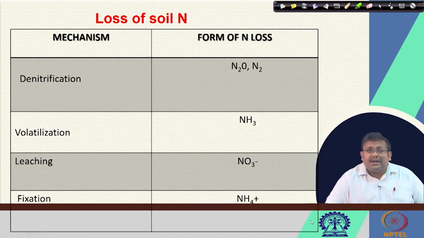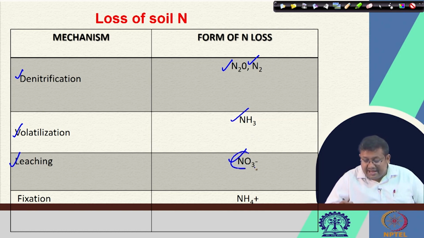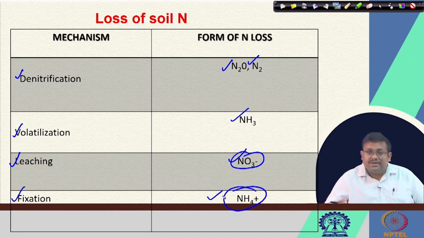So, let us see what are the major forms of nitrogen losses in different mechanisms. In the case of the denitrification process, nitrogen is mainly lost in the form of nitrous oxide and dinitrogen gas. In the case of volatilization, it is lost as ammonia gas. In the case of leaching, it is lost as nitrate, because nitrate is highly soluble in water, and fixation is another process through which nitrogen gets lost. Ammonium is lost through the fixation process to different minerals which are present in the soil.